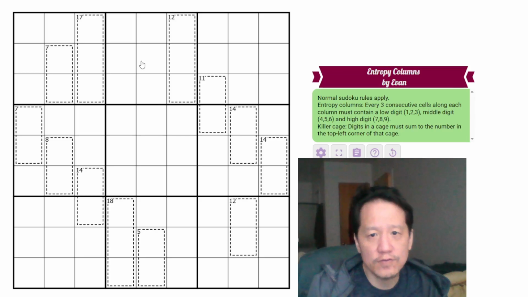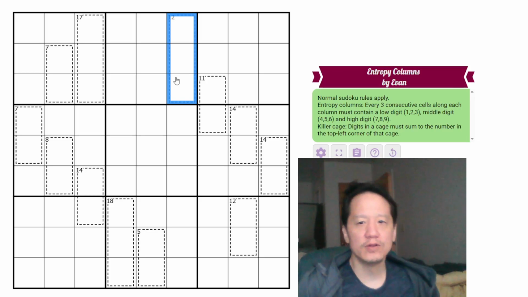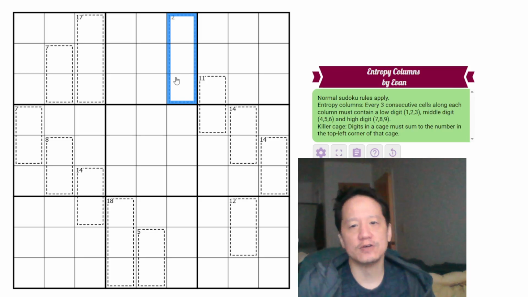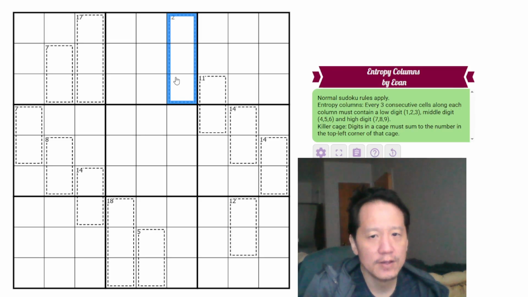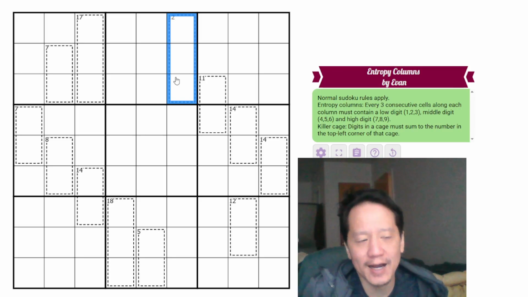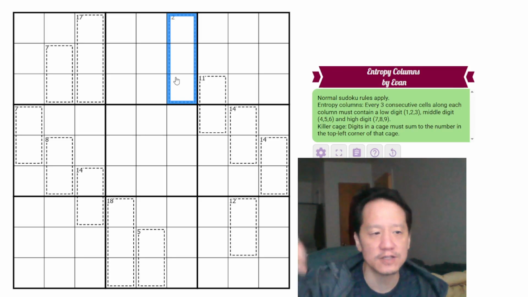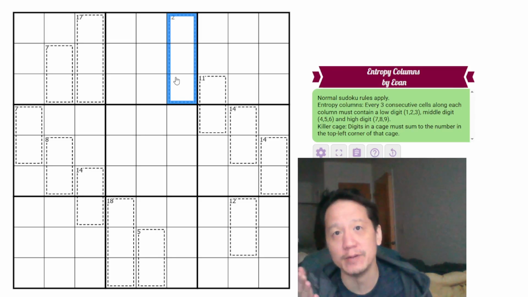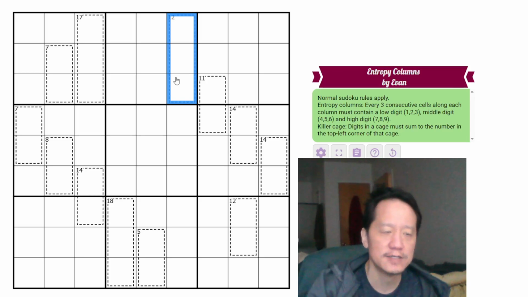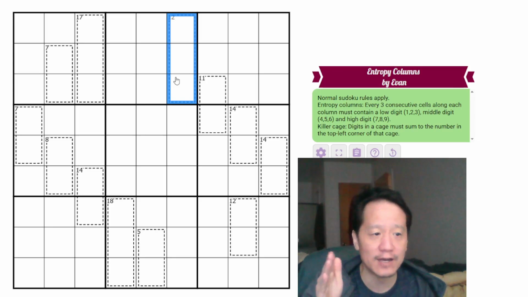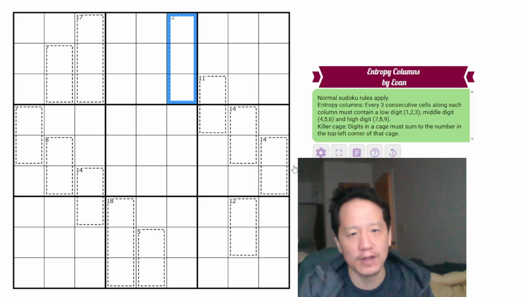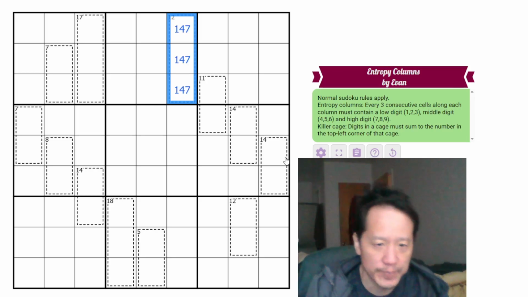Okay, so there's a 3-cell cage here that adds up to 12. Well, for 3 consecutive cells along a column, you have to have a low, a middle, and a high digit. The only way you can have a low, middle, and high digit that adds up to 12 is if you take the minimum amount for each set. So you take the 1, you take the 4, and you take the 7, and that adds up to 12. Anything else would add up to something higher than 12, and therefore is not allowed. So this specifically has to be 1, 4, and 7 in some order.